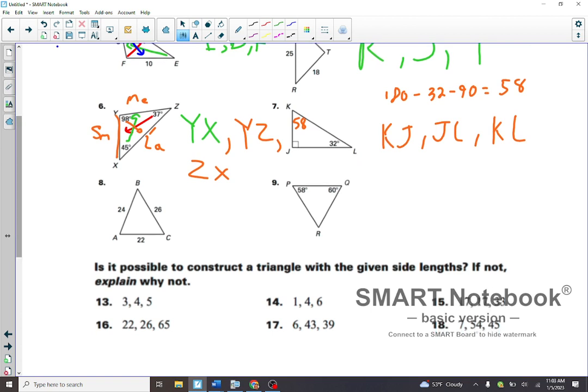Wait. Number 8. That's going to be the smallest angle. B, C, A. And this one, you would subtract it from 180. You'll find this is 62 degrees. So your smallest side is QR, then PR, and then PQ.